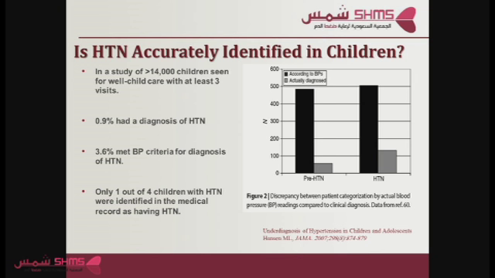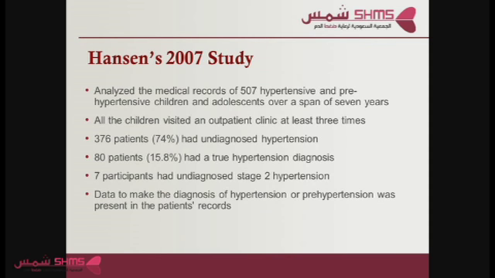So are we there? As I told you, there are a lot of myths. We don't diagnose hypertension in children. This is a study of 14,000 kids. Only 0.9% of them had a diagnosis of hypertension, and this was screened across the United States. When they applied the criteria, 3.6% of them were hypertensive. So only 1 out of 4 with hypertension were identified in the medical record as having hypertension, and I guess we are the same.